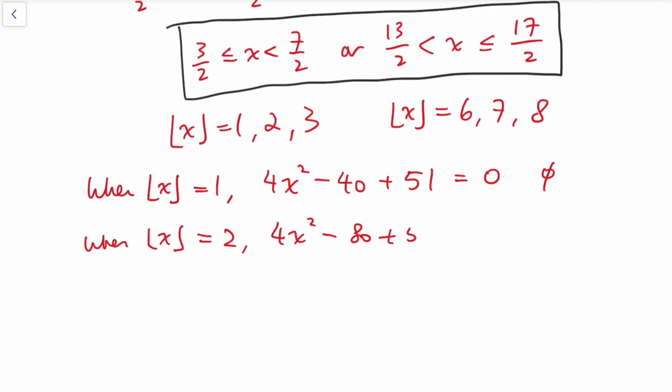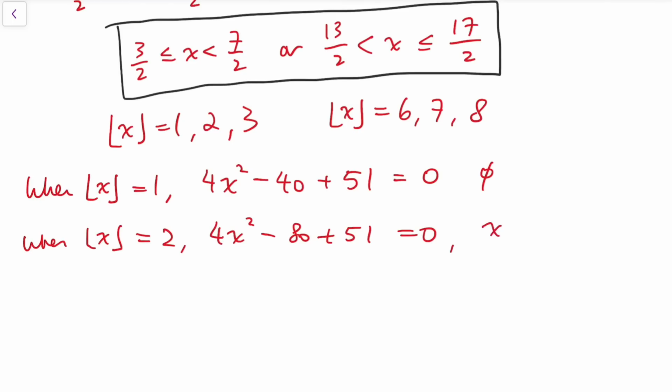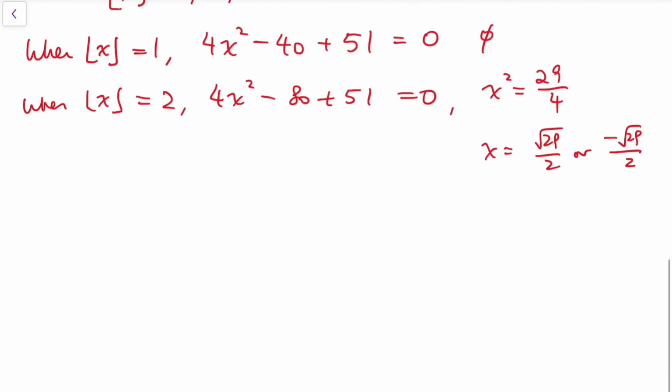When the floor function equals 2, then from this, we can say x squared equals 29 over 4. So x is either root 29 over 2 or minus root 29 over 2. But of course, we have to reject the negative solution because the floor function of x now has to be equal to 2. And root 29 over 2 really is about 2 point something, so the floor function of it is indeed equal to 2.